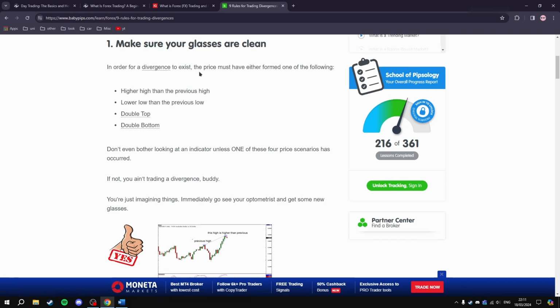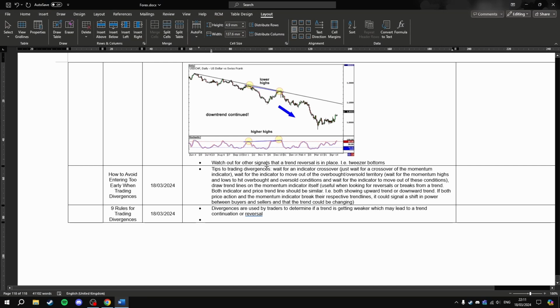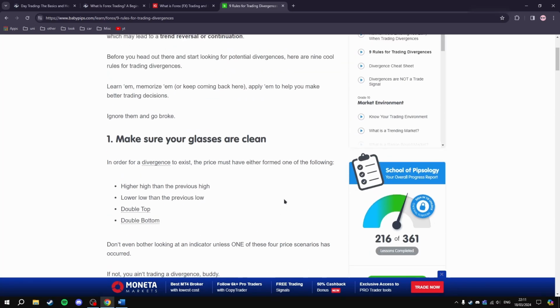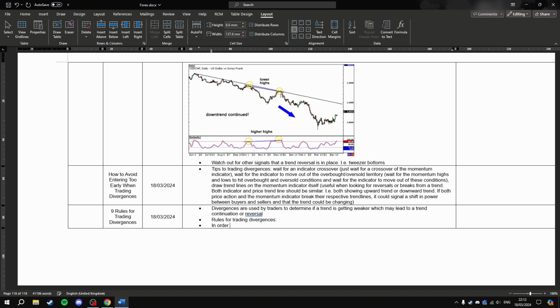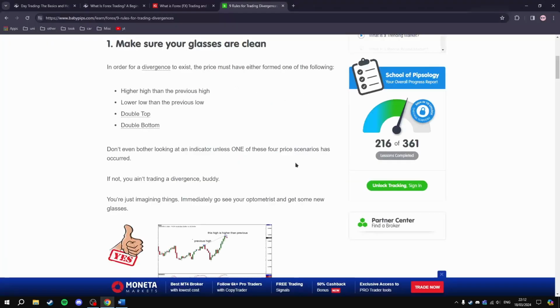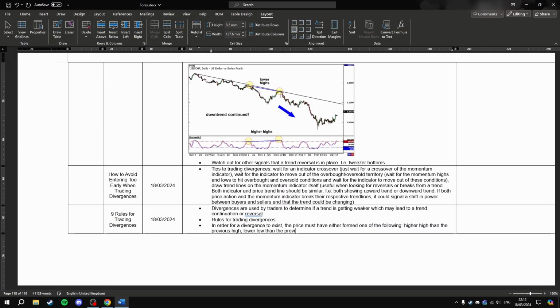In order for a divergence to exist, the price must have either formed one of the following: higher high than the previous high, lower low than the previous low, double top, double bottom.